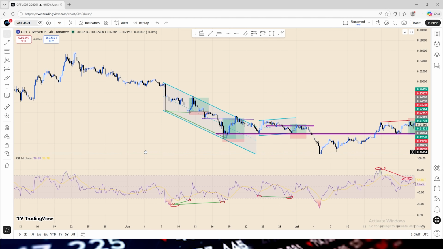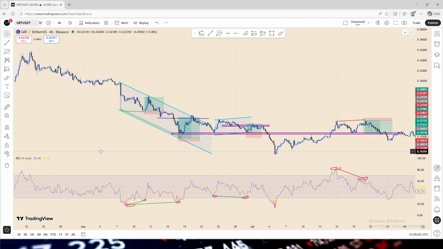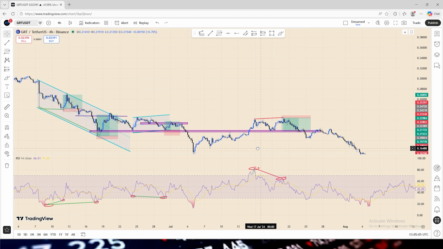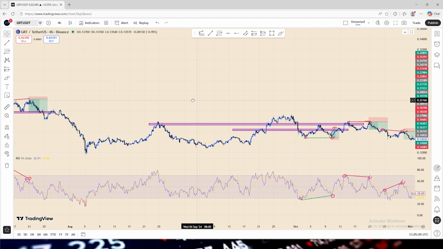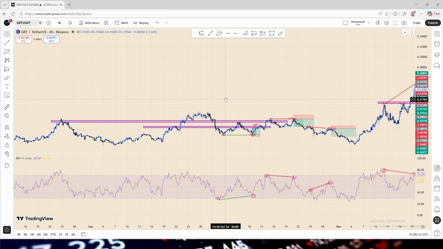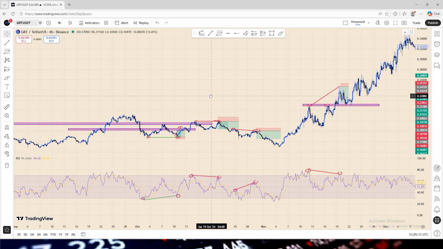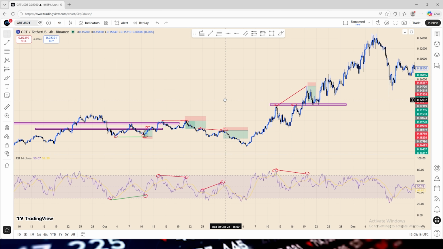Watch this closely. Look at how many trades we caught using RSI. Over and over, the market gives low-risk entries, clean setups, and precise timing. No guessing, just following the signal and letting the trade play out.